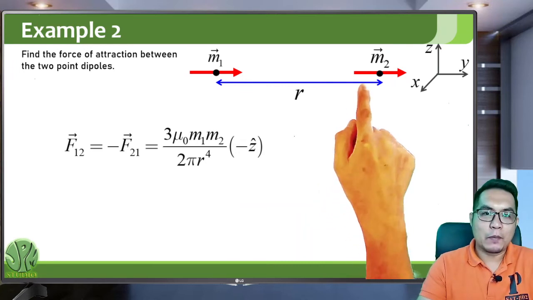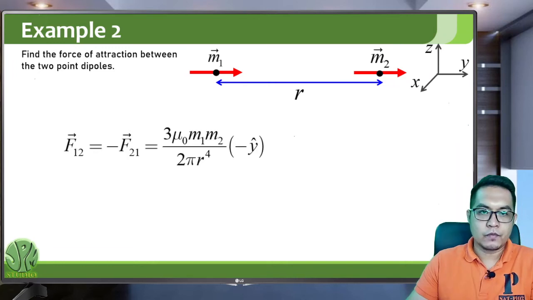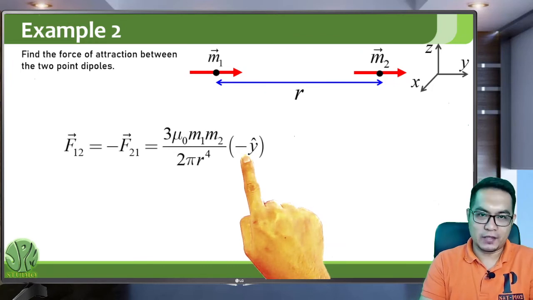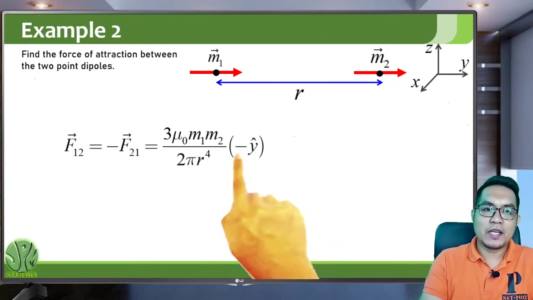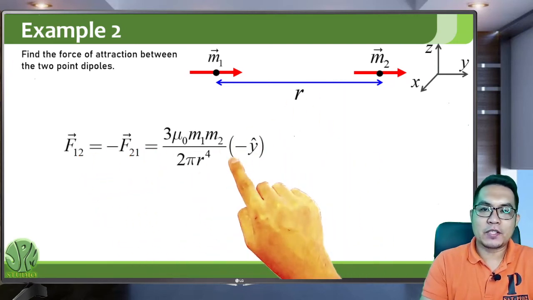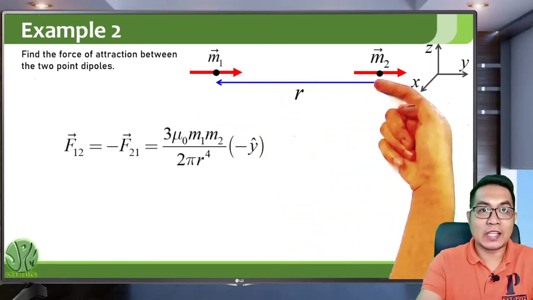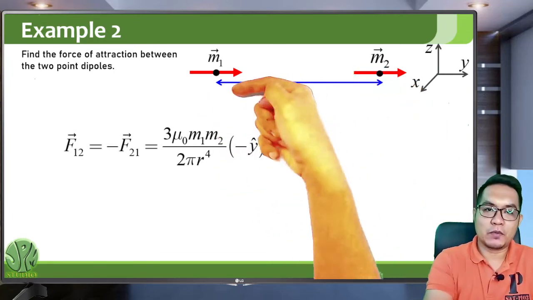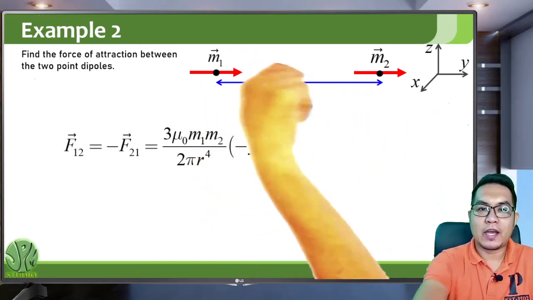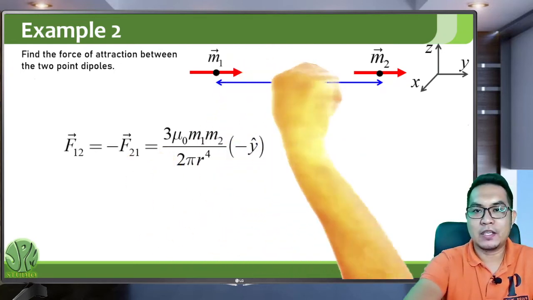So what happens, sorry, I made an error. It's negative. The direction is negative y hat. So dipole 1 will exert a force on dipole 2 and its direction is negative y hat. So the direction is actually in that direction. That's the negative y hat direction. So it's attractive. M1 will attract M2. And in the same manner, M2 will also attract M1. So the direction of F21 is actually positive y hat, in that direction.